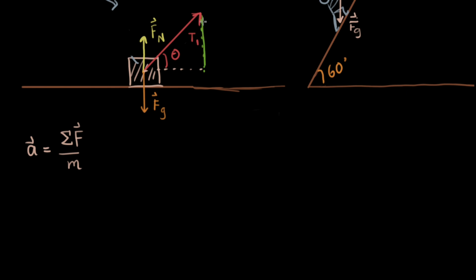So this green vector right here represents the vertical component, and this blue vector right here represents the horizontal component. We know from the last video that this will equal the magnitude of our T1 vector times cos theta, and this will equal the magnitude of the T1 vector times sine theta.